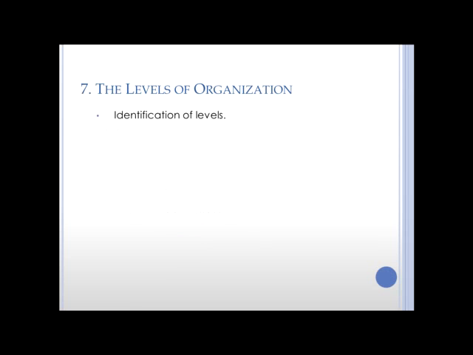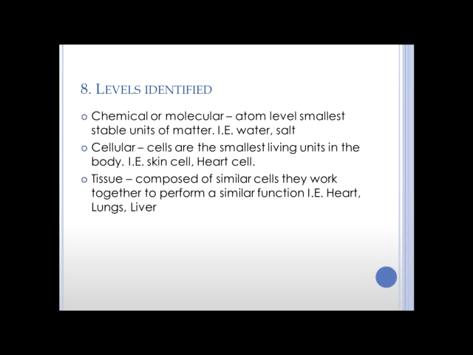The levels of organization and identification of the levels here. So levels identified, chemical or molecular, which is the very smallest, an atom level, smallest stable unit of matter. An example of this is going to be water and salt. And then cellular, cells are the smallest living units in the body. Example is going to be a skin cell or a heart cell, a specific cell, and that organ has multitudes of cells in them. And then a tissue, composed of similar cells that work together to perform a similar function. An example of this is going to be the heart, lungs, liver, and etc.